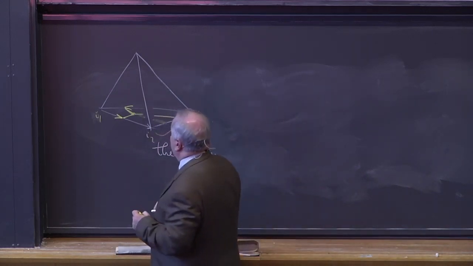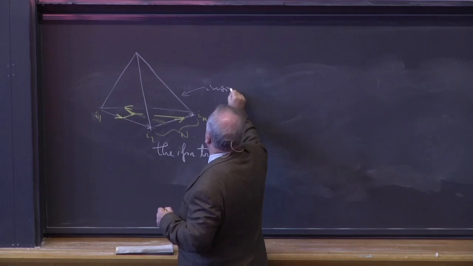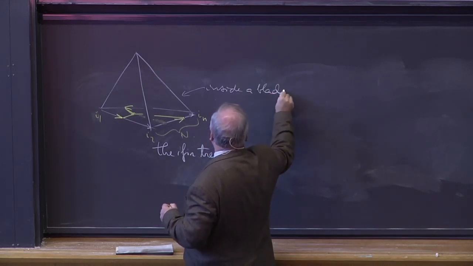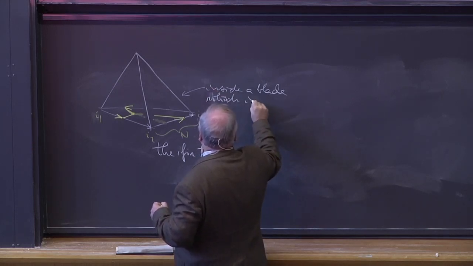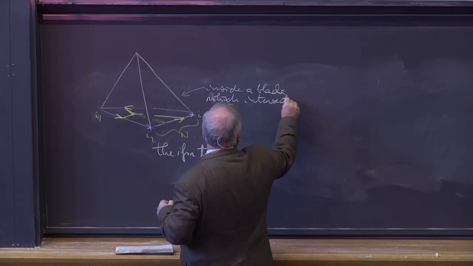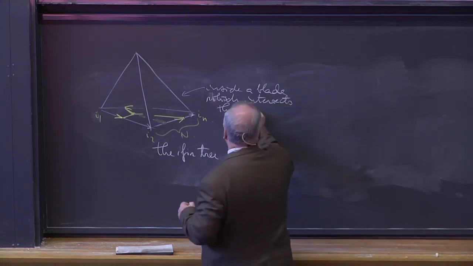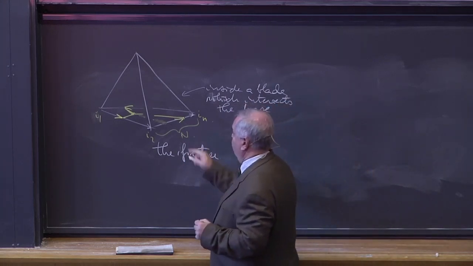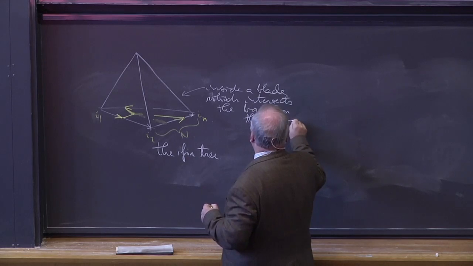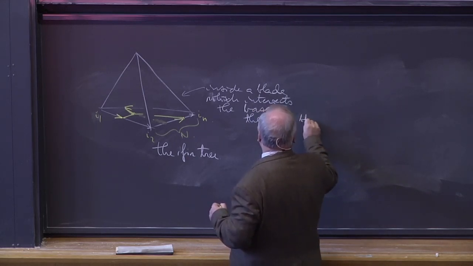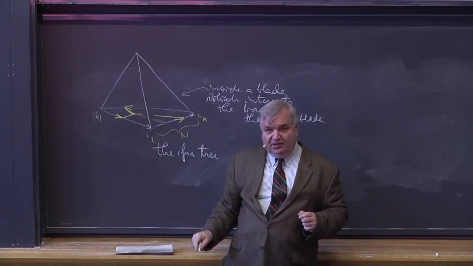And the interesting part now, so we are taking inside a blade which intersects the base on the given generator. So you see at the bottom it should be exactly this yellow thing, yes?